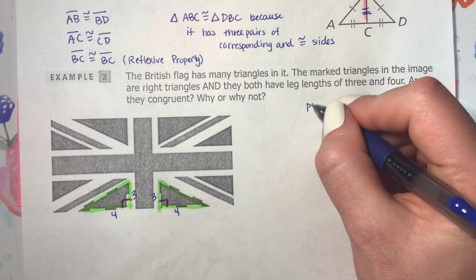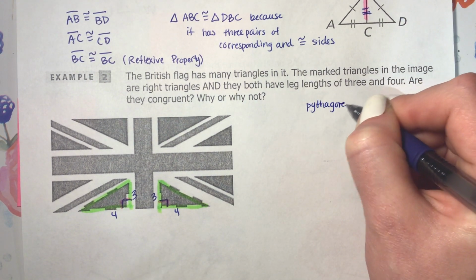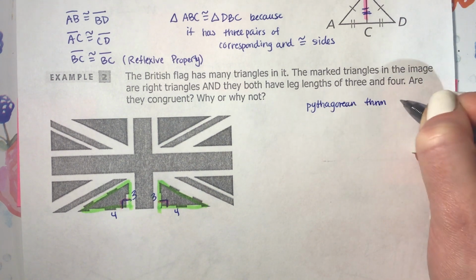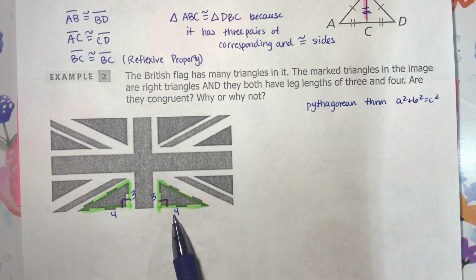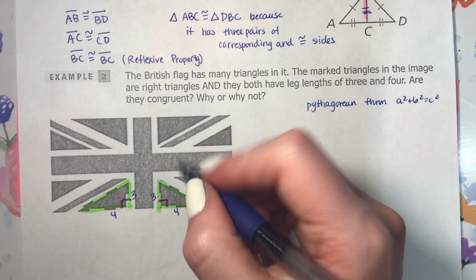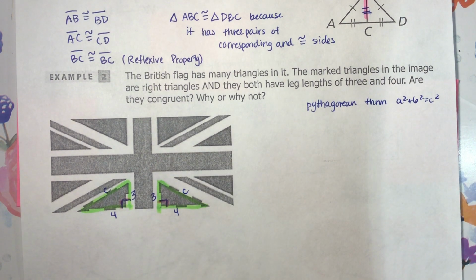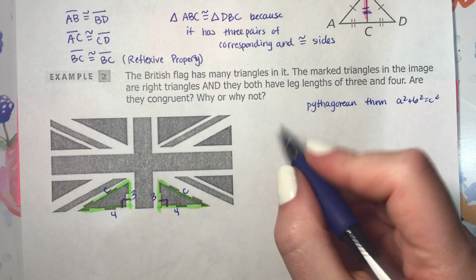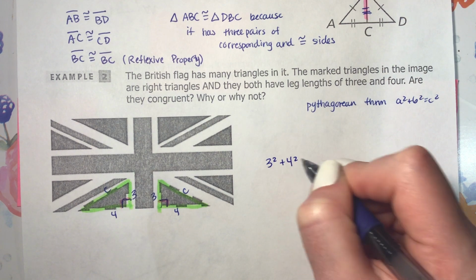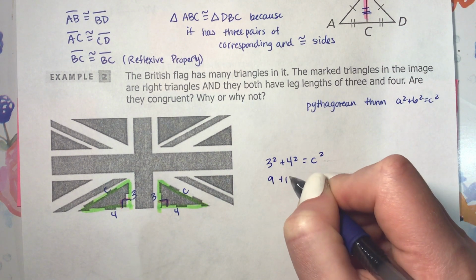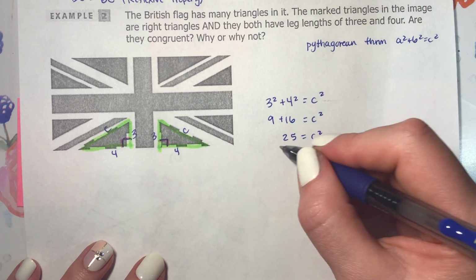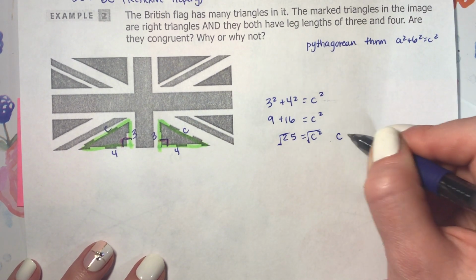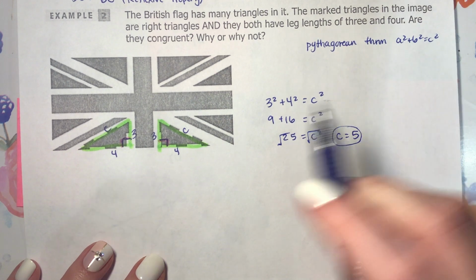Remember the Pythagorean theorem is a squared plus b squared equals c squared. So I could say, oh, 3 squared plus 4 squared equals this guy squared. I'll just label him c. And we'll be able to figure out what that missing side is. So 3 squared plus 4 squared is equal to c squared. That's 9 plus 16 is equal to c squared. So now I need to square root both sides. And I get c is equal to 5.